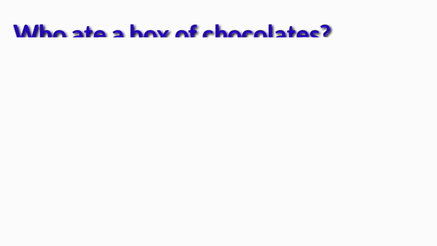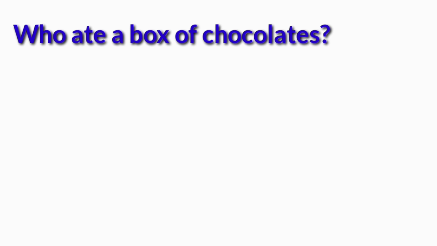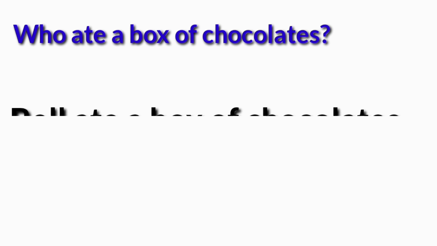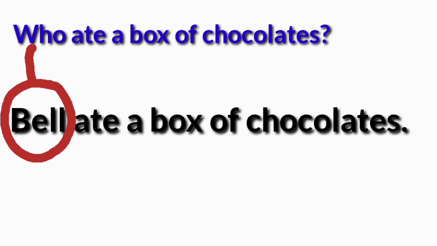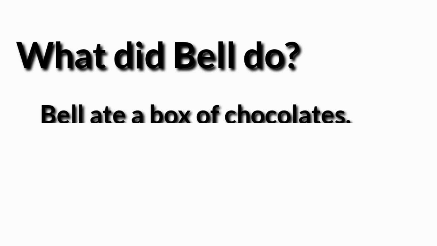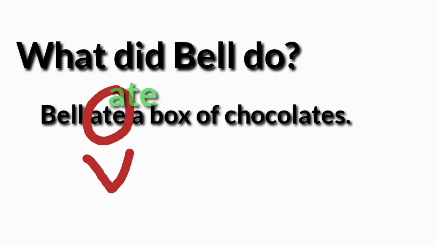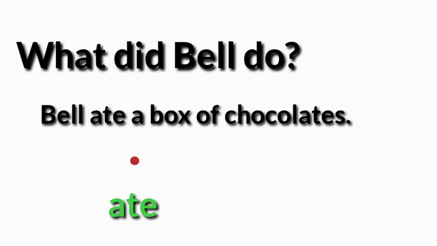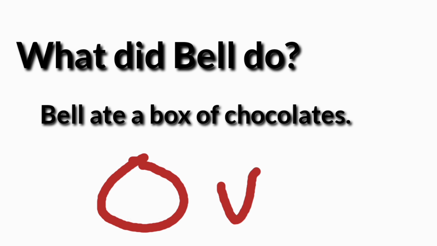Now we have the next sentence. Belle ate a box of chocolates. The question is, who ate a box of chocolates? Belle ate a box of chocolates. Belle is the subject in this sentence. Next question. What did Belle do? Belle ate a box of chocolates. Ate is the verb in this sentence.